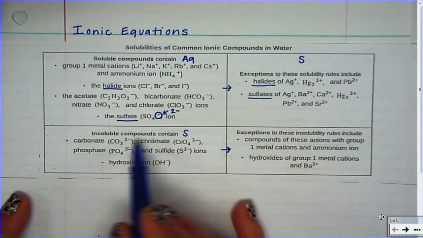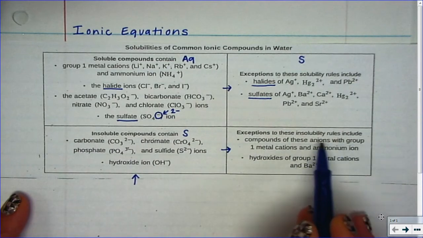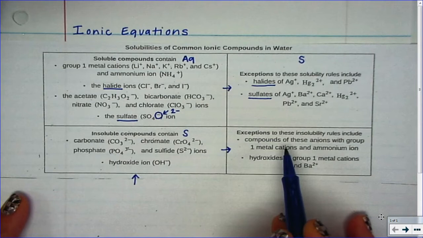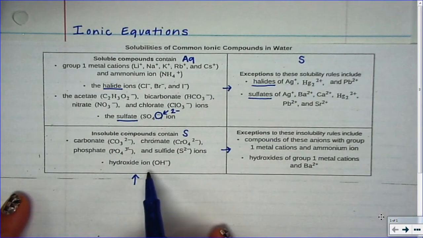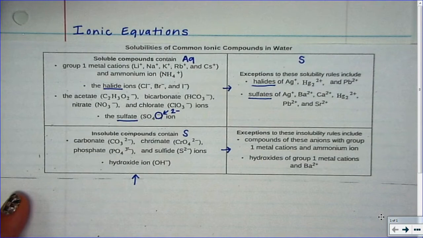So this first group here that's underneath the first bullet point, you need to read the first bullet point for the exception if you have any of those. For the second, hydroxide ion, you have hydroxide exceptions, and so you will always have to read this exception box if you are in the insoluble compounds.